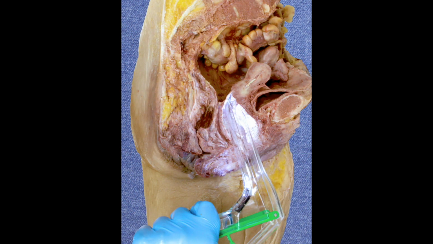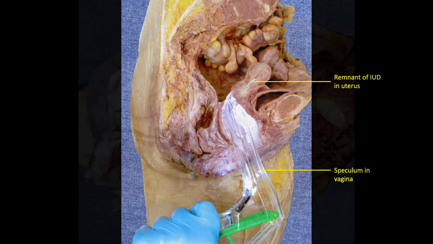However, it is also the opening that can be used to insert an IUD through the cervix and into the uterus. Using a speculum, the vagina can be opened and the external os observed. The IUD can then be pushed through the external and internal os to prevent pregnancy. In this cadaver, an IUD was left in place.